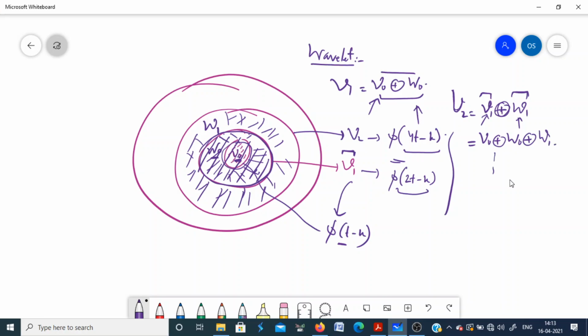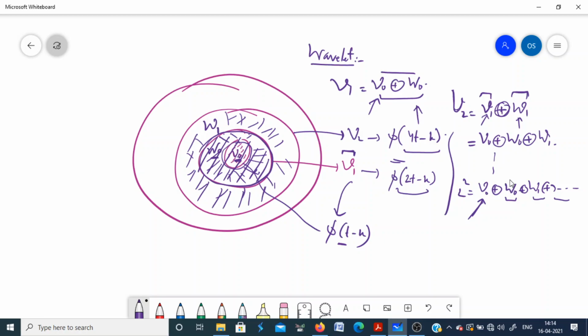If you take V infinity, which is L square space, that can be taken as V0, W0, W1, and so on. It means you have only one scaling function now. The rest of the space is all covered by the wavelet functions.